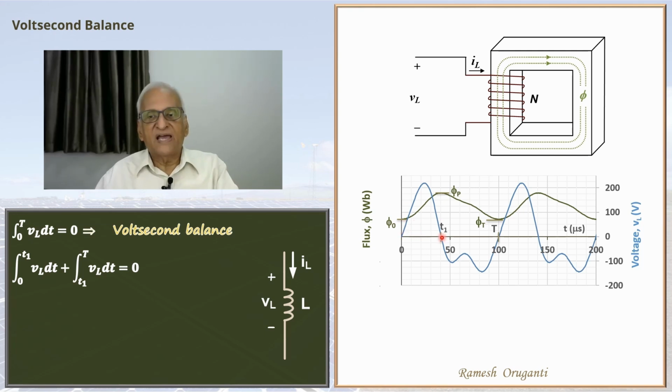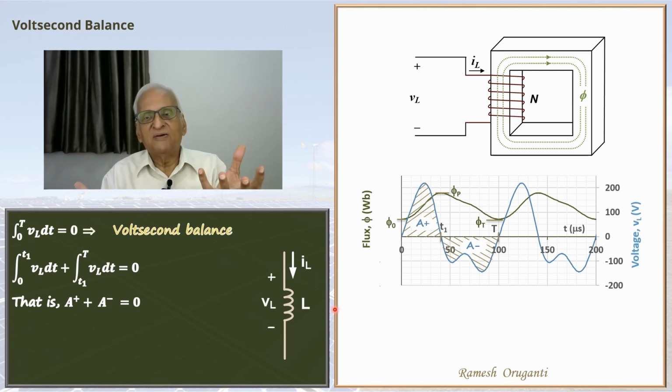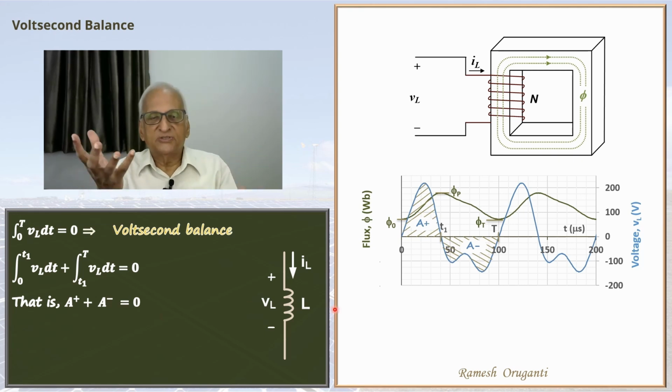Let me mark it as a plus here. Integral between t1 and t VL dt will be negative because VL remains negative throughout this interval. So that area, let me mark it as a minus. So a plus plus a minus should be equal to 0. So the positive area and the negative area should add up to 0. So the positive area magnitude and the negative area magnitude should balance out.